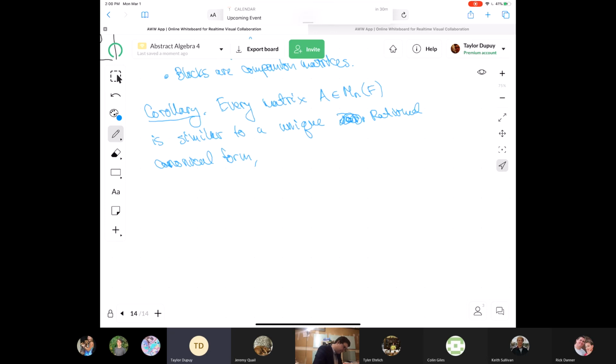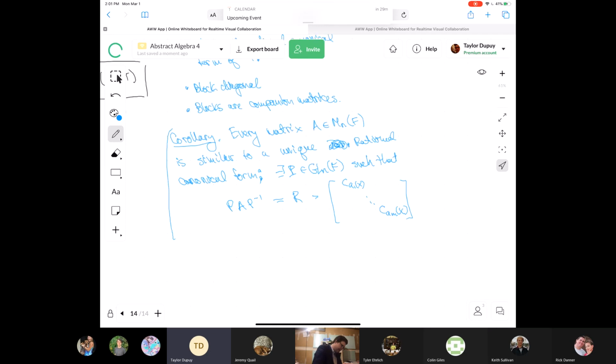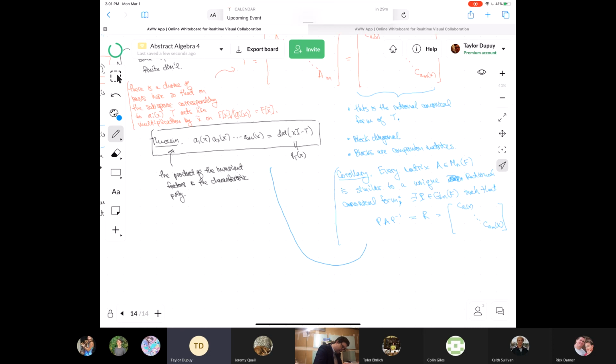That is, there exists some P in GL_n(F) such that P inverse A P is equal to R. And this thing looks like the block diagonal matrix of C of A1 of X through C of AM of X. Okay, the other corollary we get is this thing. This thing proves this thing.